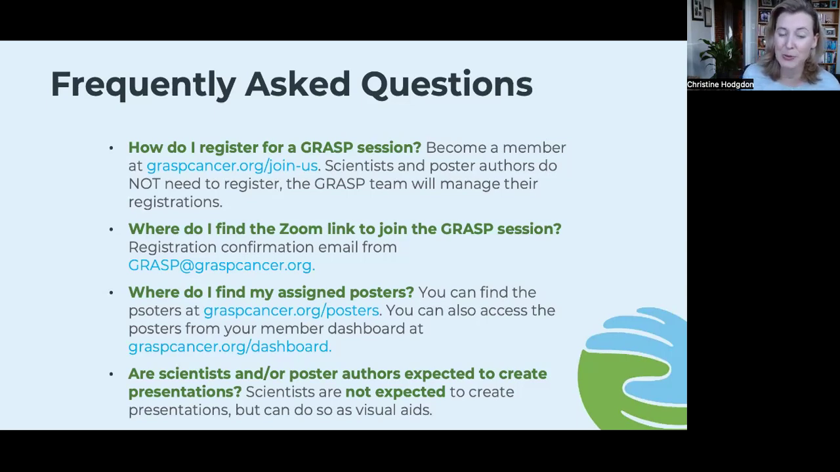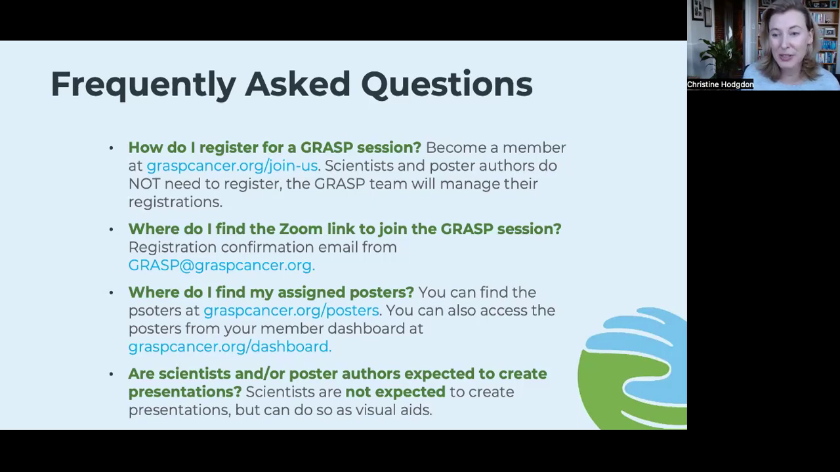The next question is always, where do I find my assigned posters? All the assigned posters will be posted as PDFs on the first day of the conference. So that's good to keep in mind, that they won't be available until the first day. They're posted at graspcancer.org/posters. You can also access the posters from your member dashboard at graspcancer.org/dashboard. We'll also be sending you emails, so we will not let you miss finding your posters, but these are ways you can do it without having received the email.